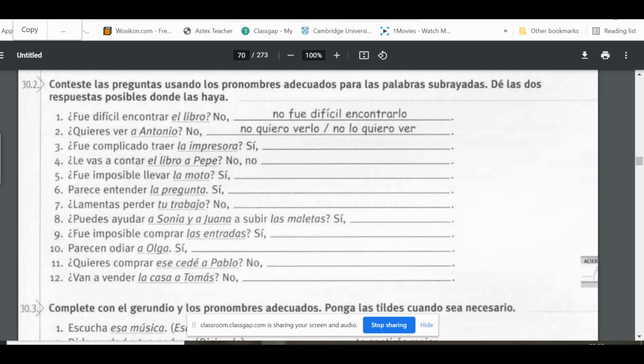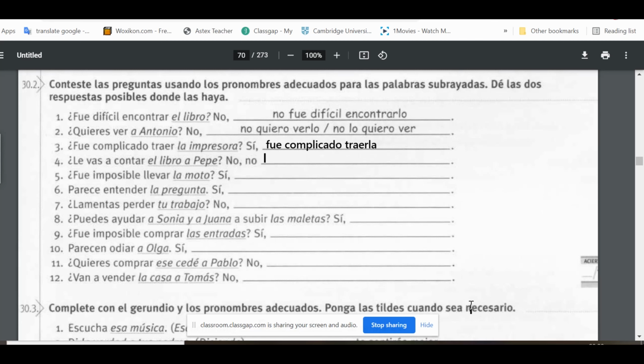So, fue difícil encontrar el libro. No, no fue difícil encontrarlo. Número 2. ¿Quieres ver a Antonio? No, no quiero verlo. Also possible: no, no lo quiero ver. We saw that just before. 3. Fue complicado traer la impresora. Sí, fue complicado traerla. Fue complicado traerla. Printer, right.